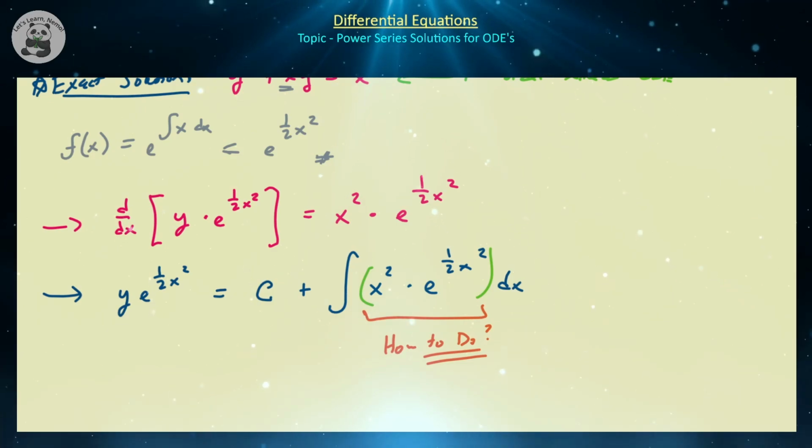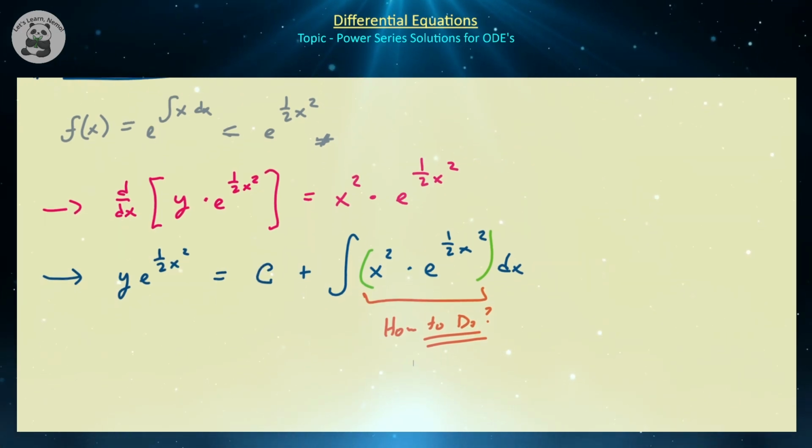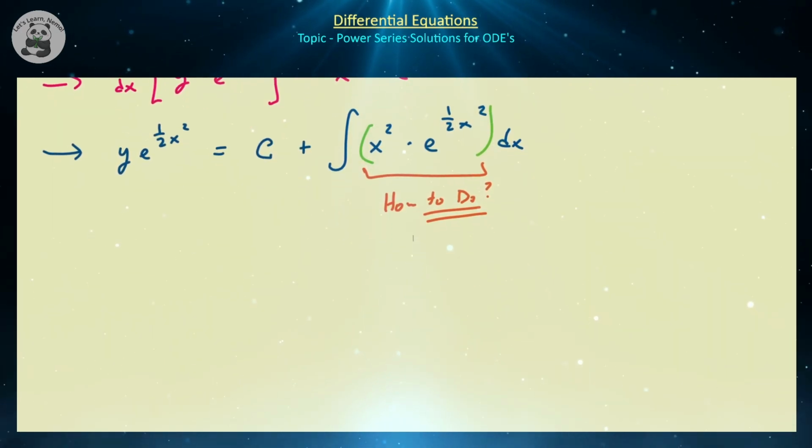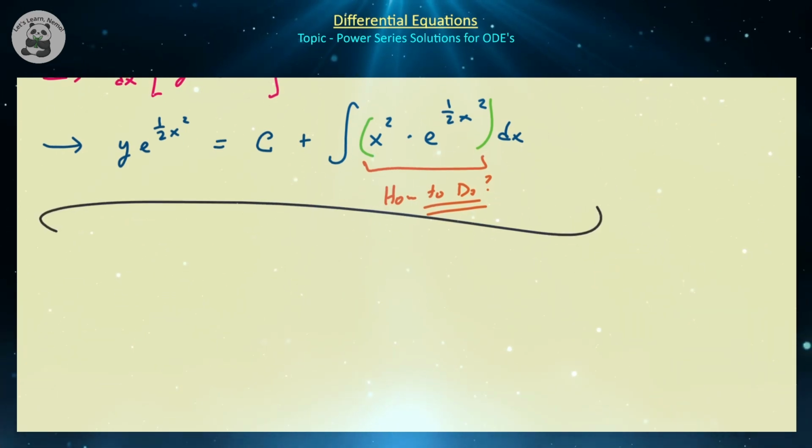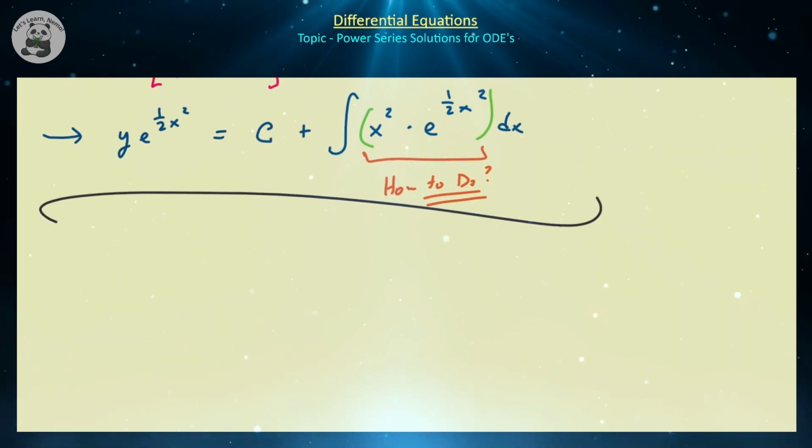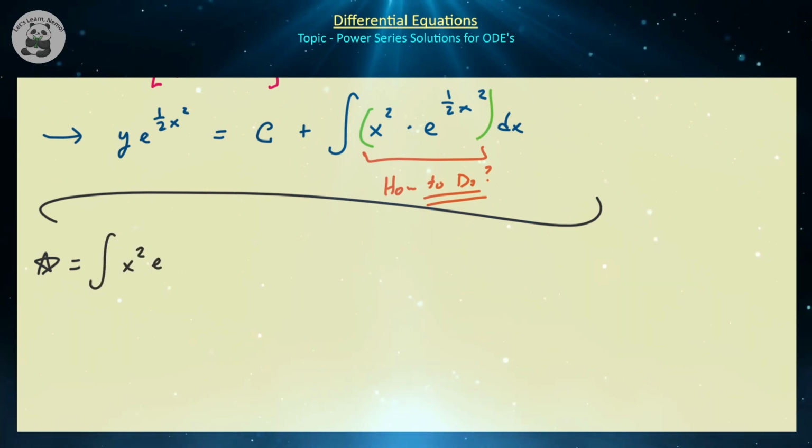The first thing you would probably think about is maybe I can use substitution, integration by parts, or some trig substitution. All of them are perfectly fair. I want to call this mystery integral star for a moment. It's just the integral of x squared times e to the 1/2 x squared dx. If you try substitution, like u equals x squared or u equals 1/2 x squared, you're not going to get anywhere with that.